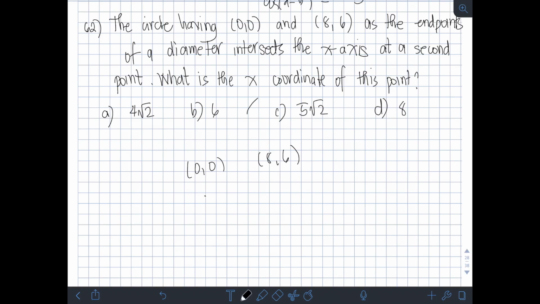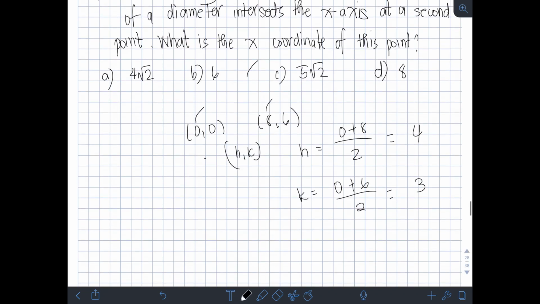So, since itong 0, 0, tsaka 8, 6 is endpoint ng diameter, yung midpoint niya, siya yung center ng circle. So, therefore, let's say H, K yung center ng circle. So, for the H, yung x-coordinate ng center is yung midpoint formula. So, 0 plus 8 over 2. And yung K, we have 0 plus 6 over 2. Or simply, 4 tsaka 3.